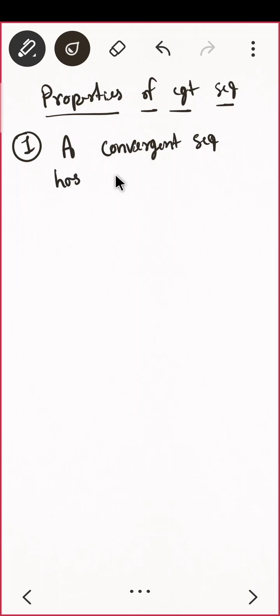One more question, or should I go ahead with the theorem? Some properties of convergent sequences. Let me do properties. So the first property is: a convergent sequence has a unique limit.